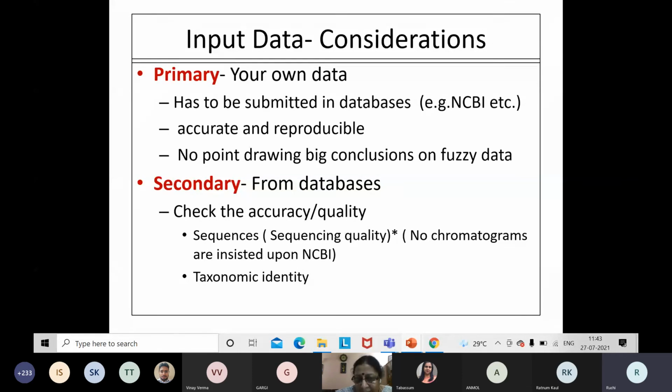They have been submitted by somebody, and we are not sure about its quality. If there are DNA sequences, we are not sure how rigorously those sequences were obtained. In fact, to the best of my knowledge, even today, NCBI does not insist on submission of chromatograms. There are some databases which insist that when you are submitting sequences, you should also deposit the chromatograms. But not many of the most reputed databases are still doing that.